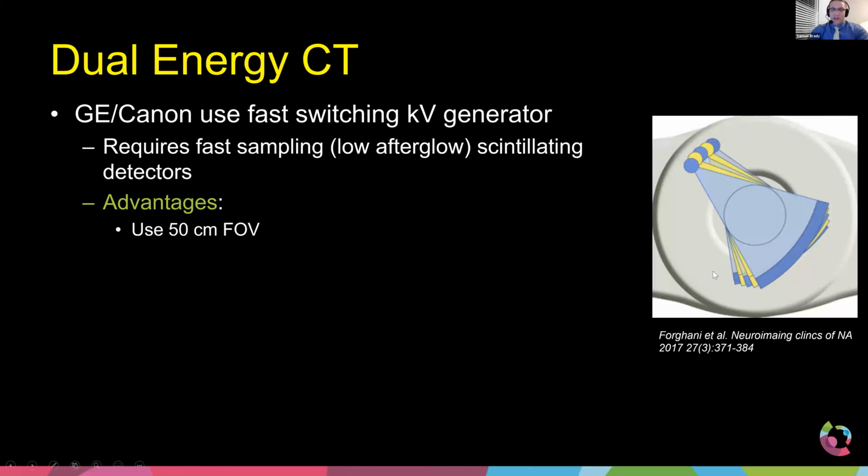One of the major advantages of this is that because it's one X-ray tube, one detector, you have the full 50 centimeter field of view as an option. You're not limited like the Siemens dual source scanner.